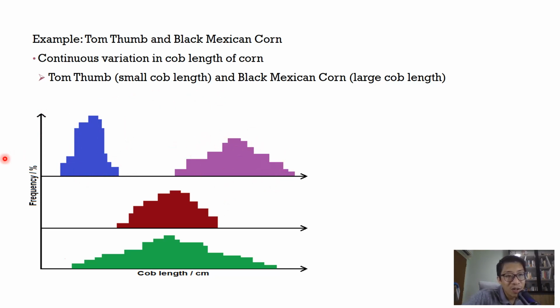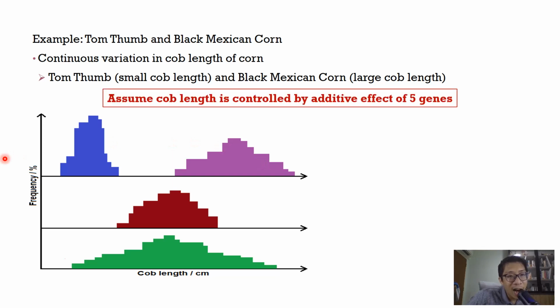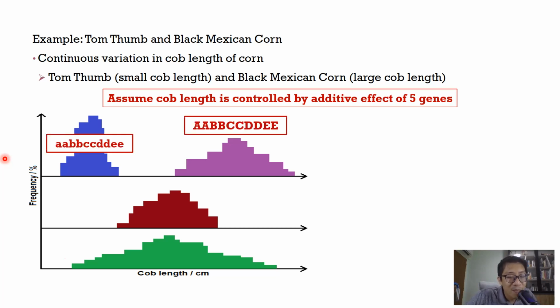All right, so the parents are both purebred. Okay, so we assume here we don't know how many genes are involved, right? But let's assume 5 genes, so that would be polygenic, right? So the parents, Tom Thumb and Black Mexican, they are purebred.